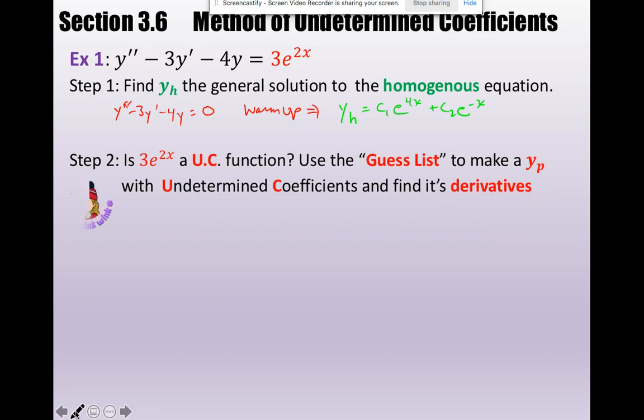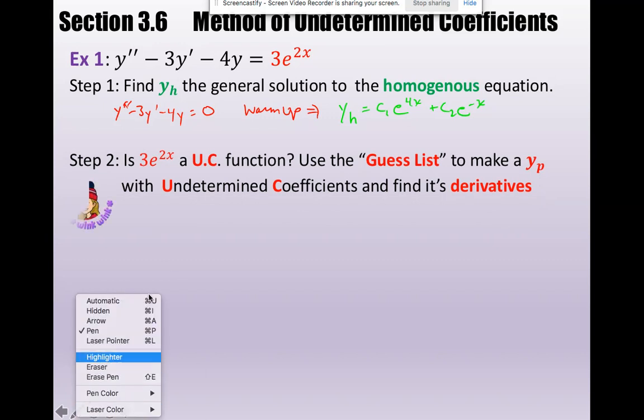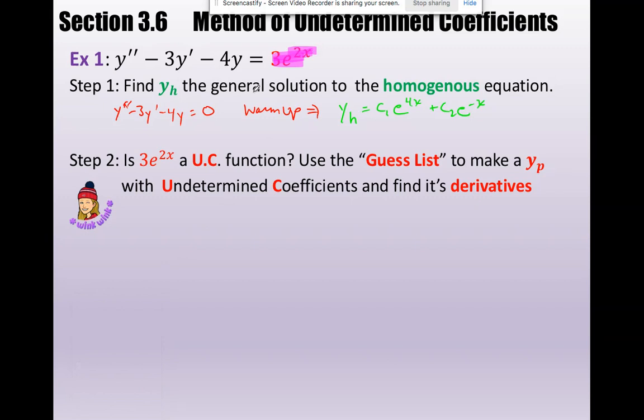Step 2 is: is 3e to the 2x a UC function? If it is, remember, wink, wink, we're going to use our guess list to guess a y particular, because remember, don't lose sight of what you're doing. What you're doing here is you're saying some combination of a function and its derivatives with some scalar multiples all combined end up to be 3e to the 2x.